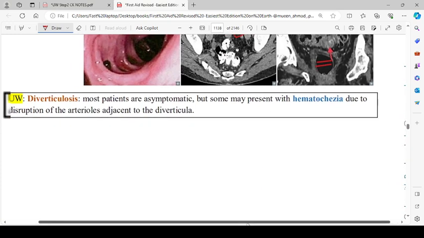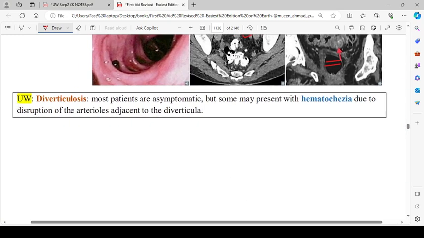The UWorld point is that in diverticulosis, most patients are asymptomatic, but some patients may present with hematochezia due to disruption of arterioles adjacent to the diverticulum.